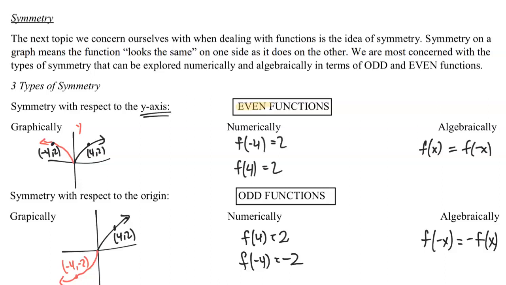Anytime something is symmetric, whoops, let me do that with a highlighter. Anytime we say that a function is odd, that means it has symmetry to the origin and vice versa. Any graph that has symmetry to the origin is also called odd.